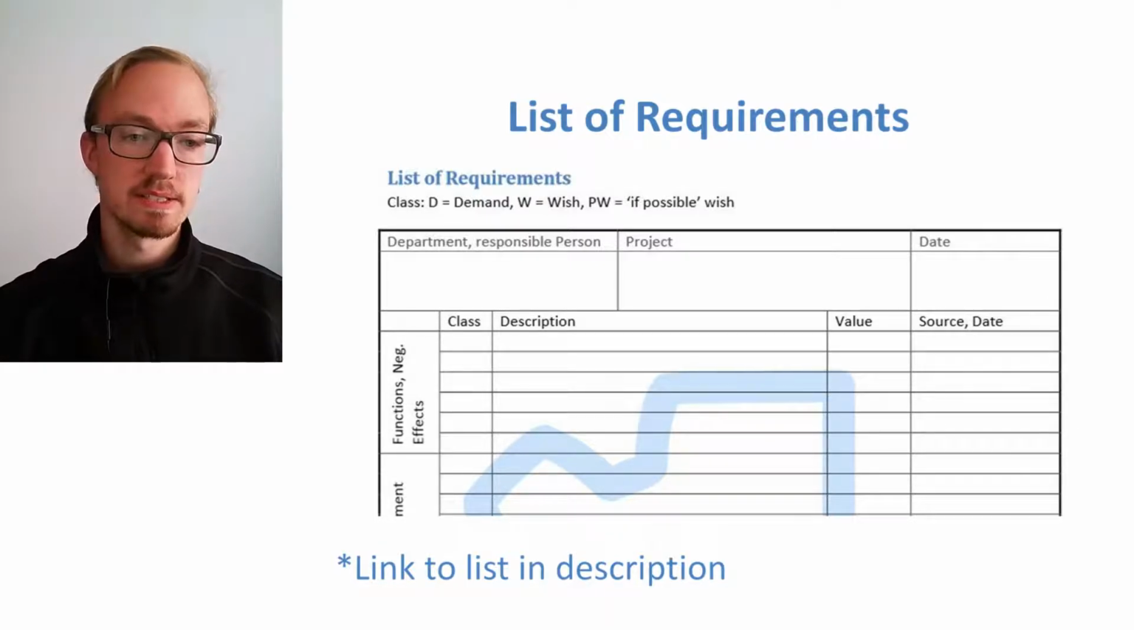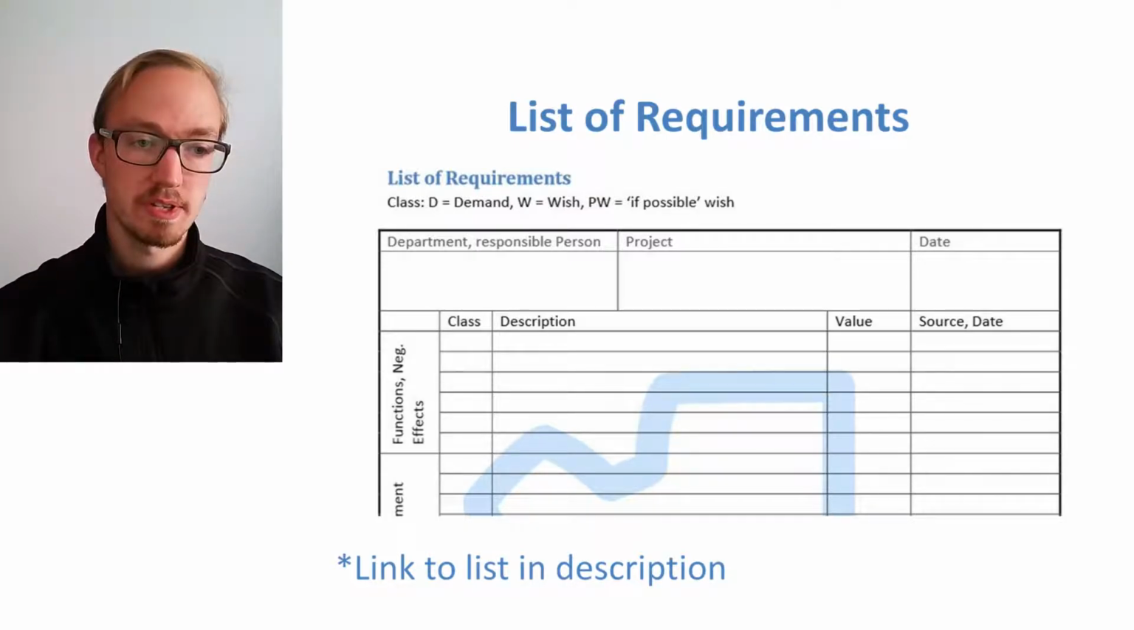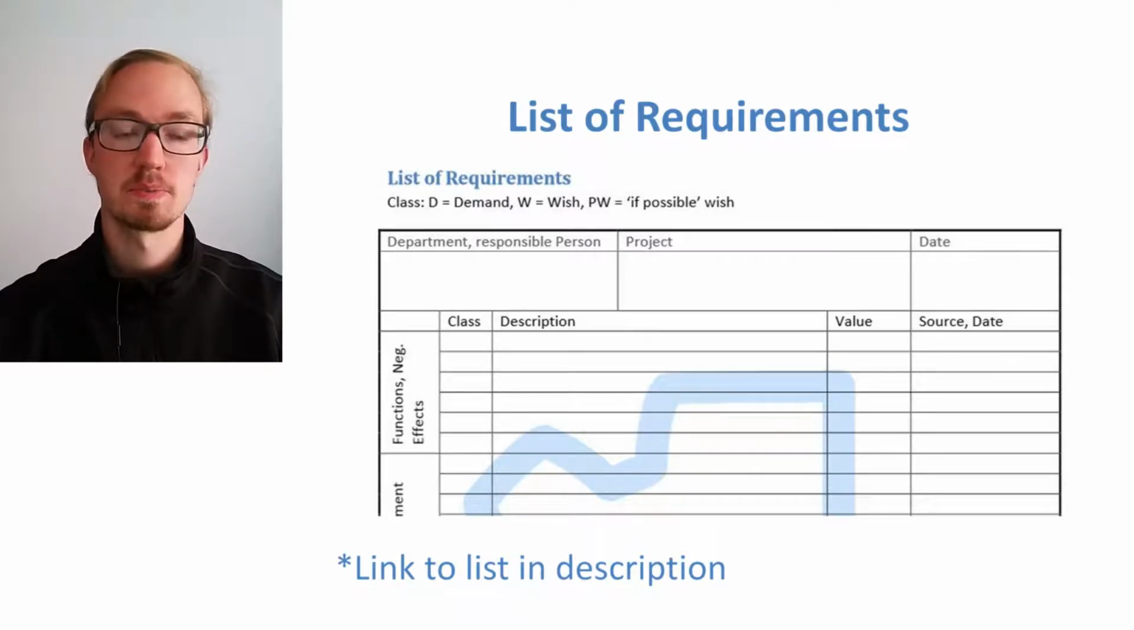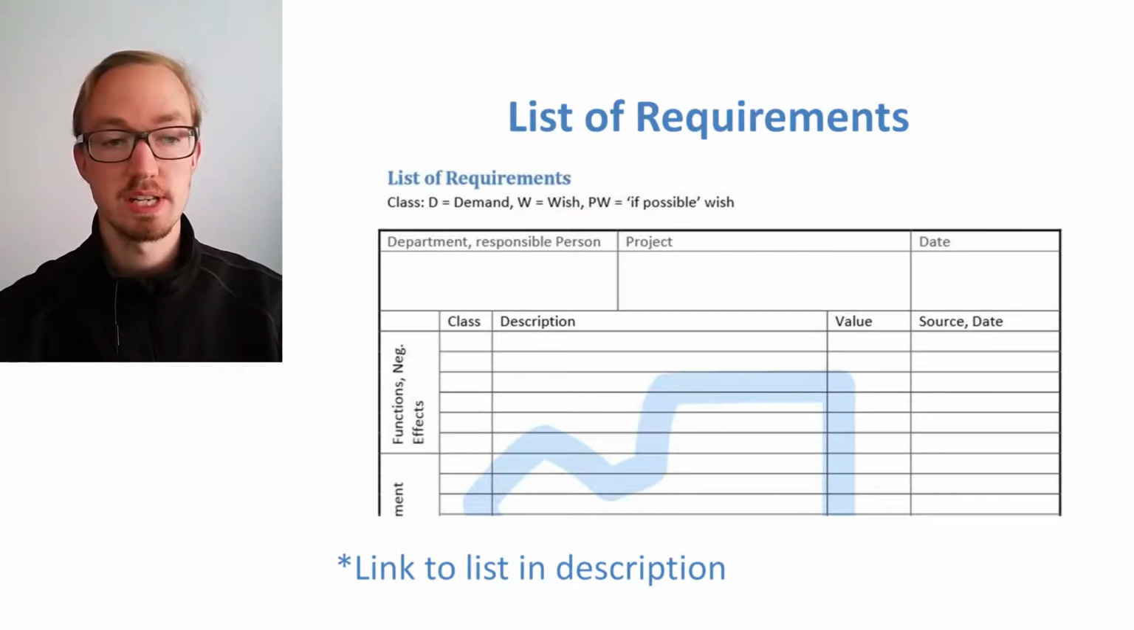So what we see here is the header of the list of requirements. The rest is basically the same, and here you have a list of requirements headline, and directly below it you have the classes, which are here noted as D equals demand, W is wish, and PW is if possible wish. You have in the headline the department and responsible person that has to be contacted if changes on the requirement list are done or if there are any questions.